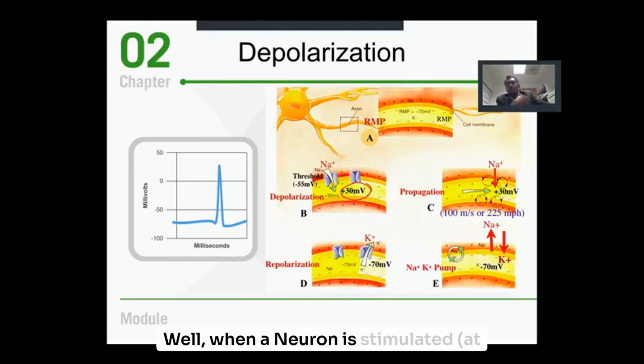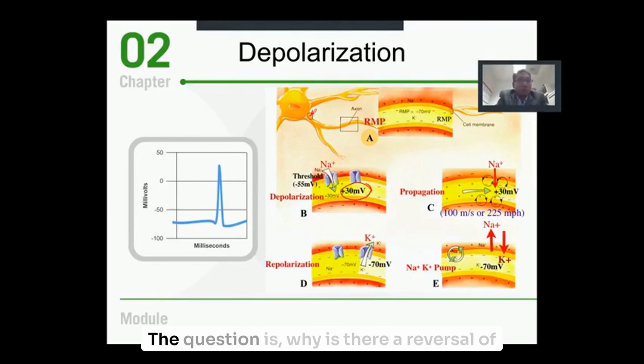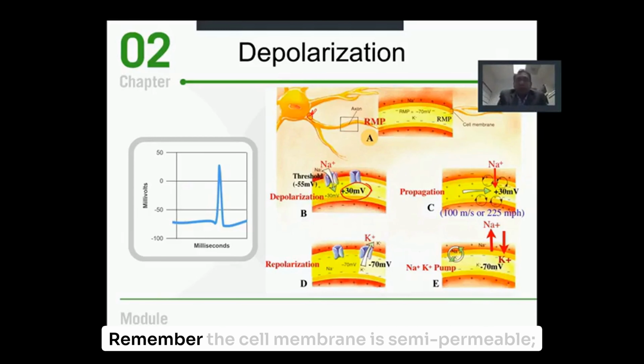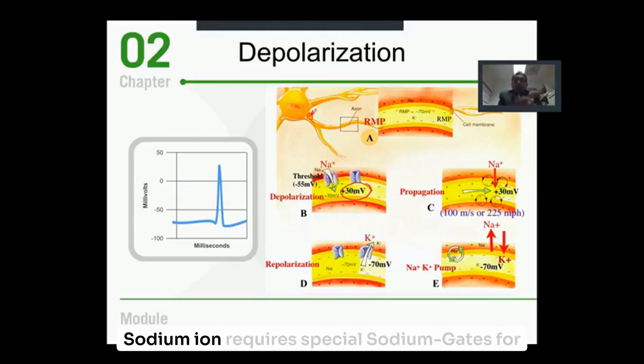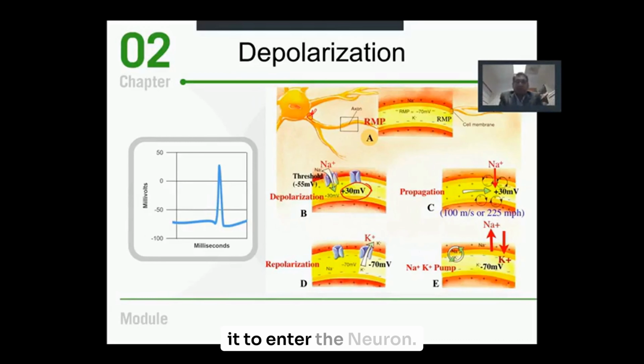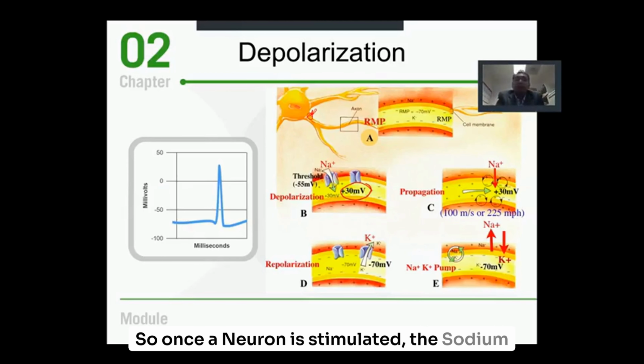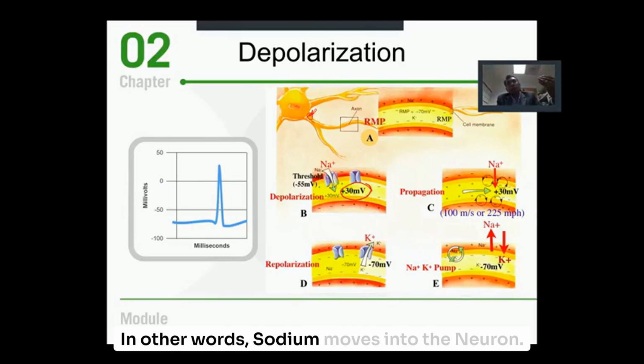Well, when a neuron is stimulated, especially at this axonal hillock, there is a sudden reversal of the charges. The question is, why is there a reversal of charge at this particular point? If you look at this one, this is the particular spot. The sodium channels are gates for the sodium ions to go through. Remember, the cell membrane is semi-permeable. It only allows some, but not all things. Sodium ion requires special gates for it to enter the neuron. So once a neuron is stimulated, the sodium gates at this particular point open, and there is a sodium influx. In other words, sodium moves into the neuron.